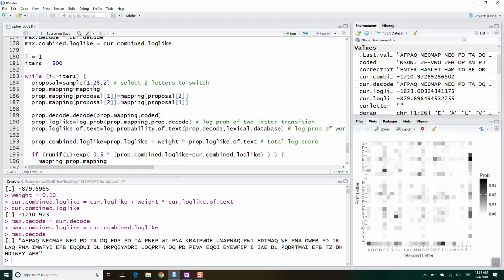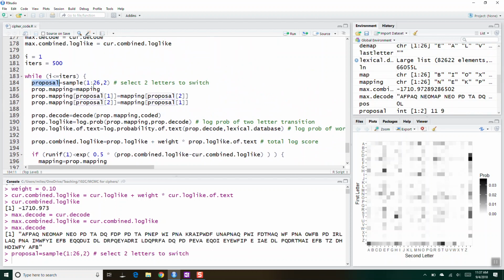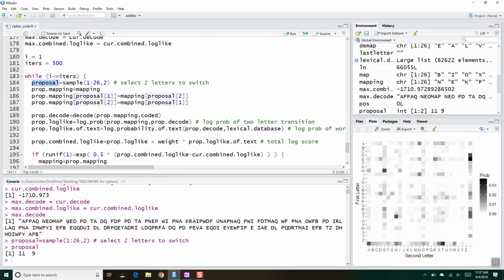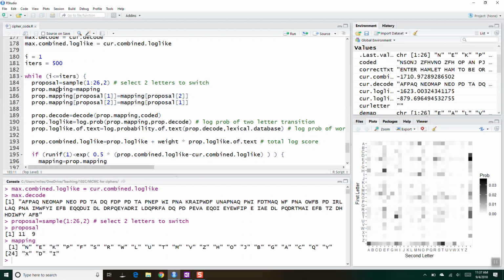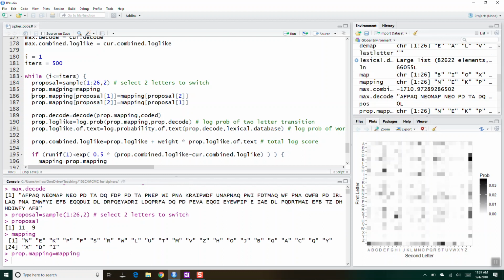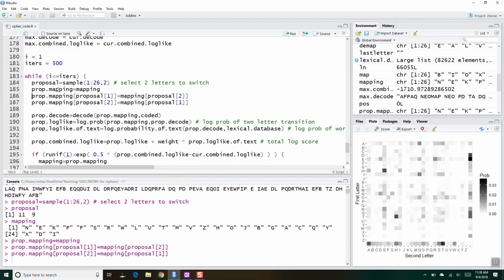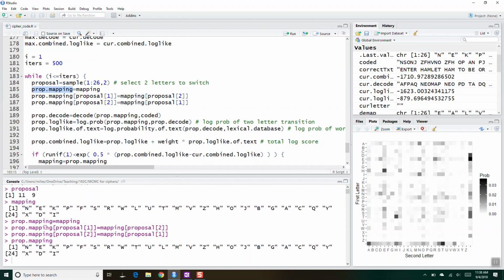What I'm going to do is propose a new mapping. The proposal is to swap the letters 11 and 9, okay? So our current mapping is this, and we swap the letters for 11 and 9. My proposed mapping is exactly the same as our current mapping, except the letters 11 and 9 have been swapped. And then we run that.